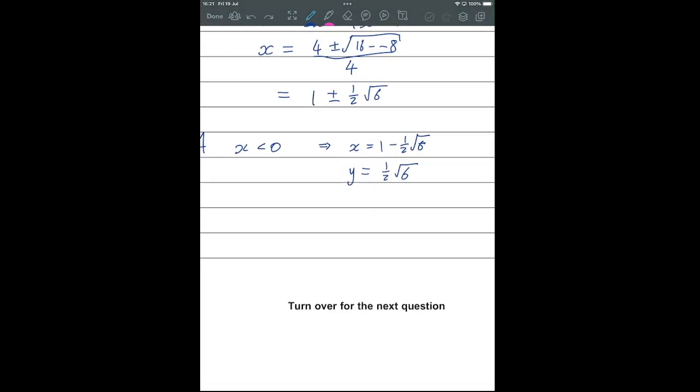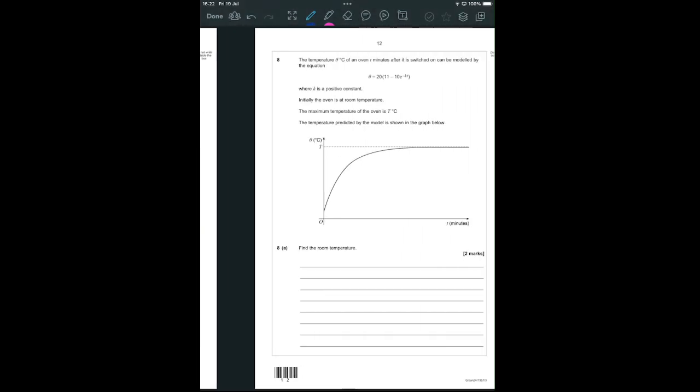Of course, we should actually write the answer how they want. They wanted the coordinates, so let's make it very clear. We found an x and y, so let's make it clear that they are to be interpreted as coordinates.